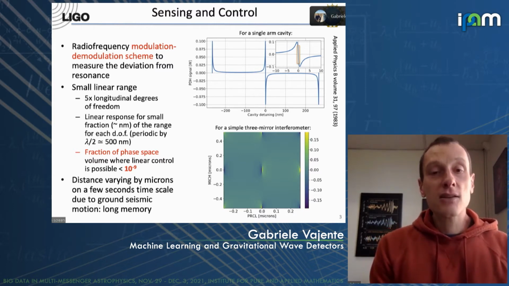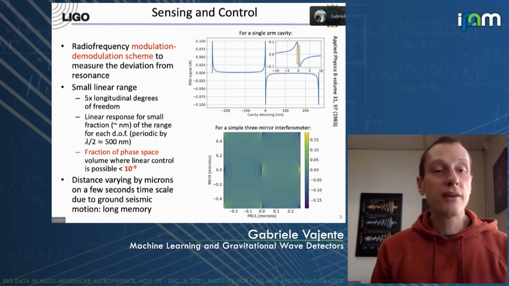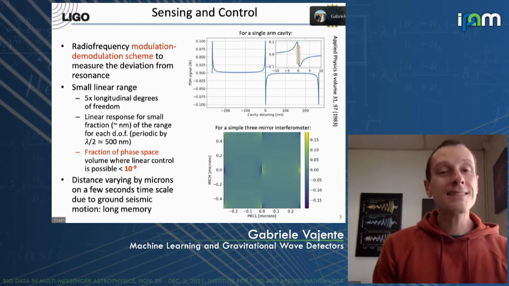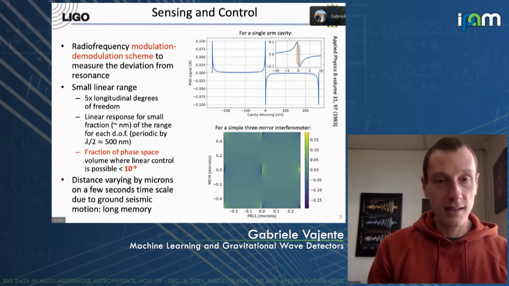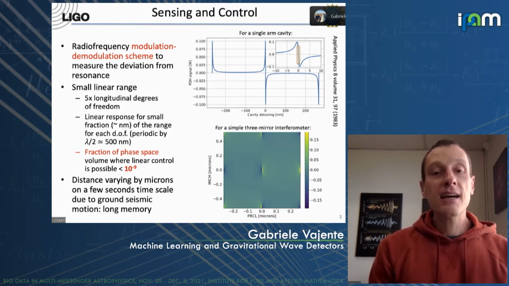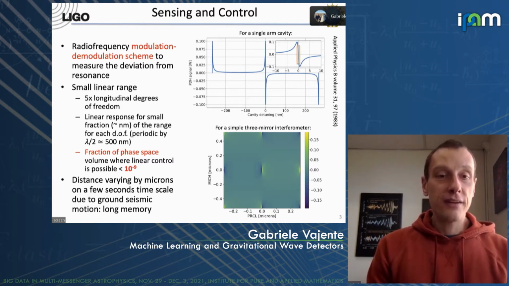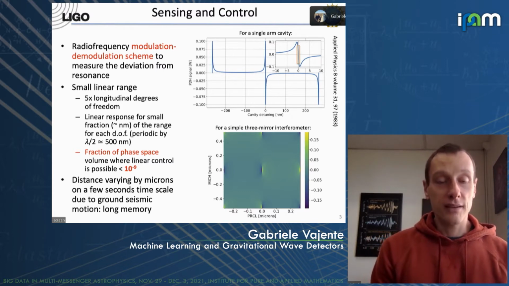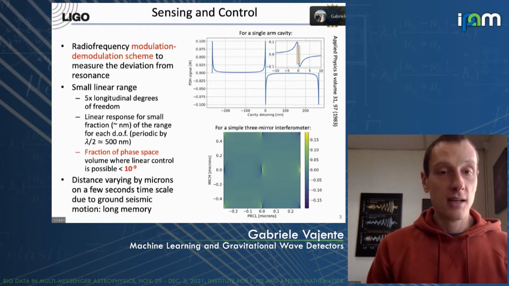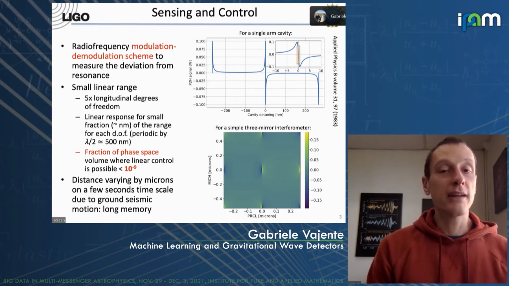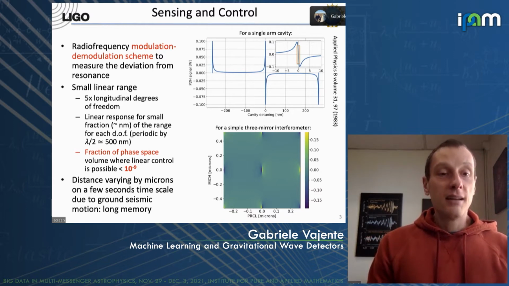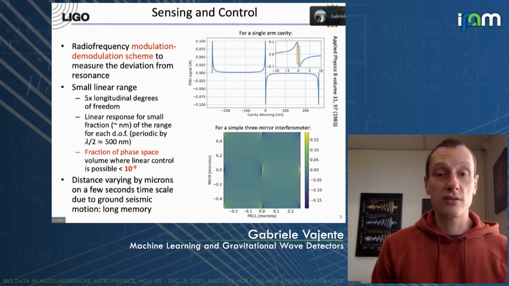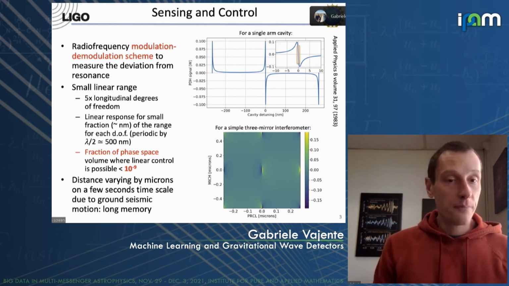And so the technique we use is essentially a radio frequency modulation-demodulation scheme, but it doesn't really matter too much at this point what this technique is. The key here is that it is a very efficient and sensitive way of measuring the motion of the system degrees of freedom only when the system is already very close to the proper operating point. In other terms, the linear range where the signals respond linearly to motions of the system is extremely small.